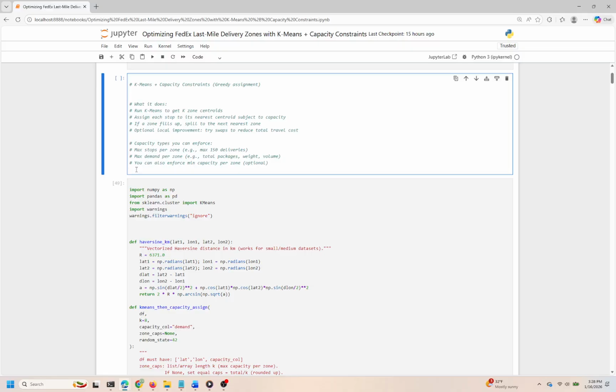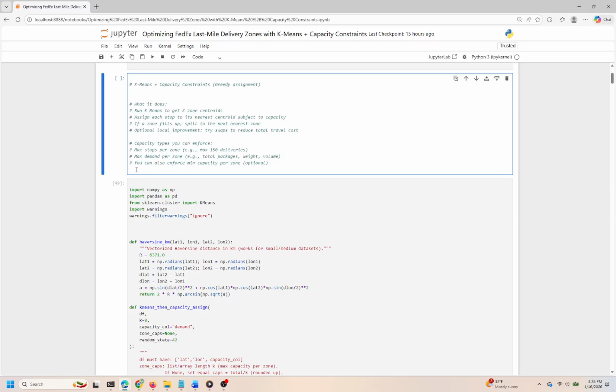Looking ahead, the next cell will likely build on this framework by introducing additional features or refining the optimization process, potentially incorporating more advanced algorithms or heuristics to further enhance our delivery efficiency. This progression is crucial for making our logistics operations smarter and more adaptive to real-world challenges.